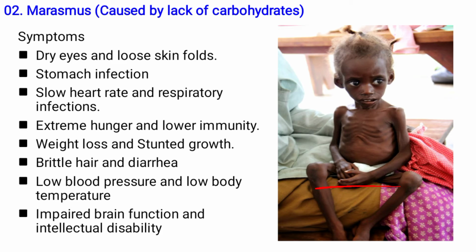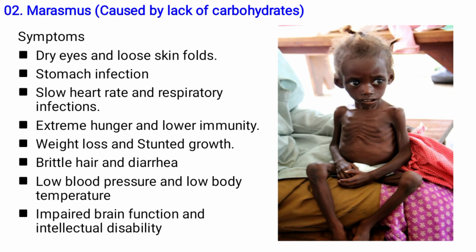The heart rate will be slow, and there are respiratory infections in the breathing system. Extreme hunger and lower immunity, weight loss and stunted growth. Stunted growth is more like retarded growth, meaning the baby won't be growing the way a normal baby has to grow. The baby that does not suffer from marasmus will grow well compared to the baby that suffers from marasmus. We have also brittle hair and diarrhea, low blood pressure and low body temperature, impaired brain function, and intellectual disability. There is an intellectual disability that will take place when the child suffers from marasmus.